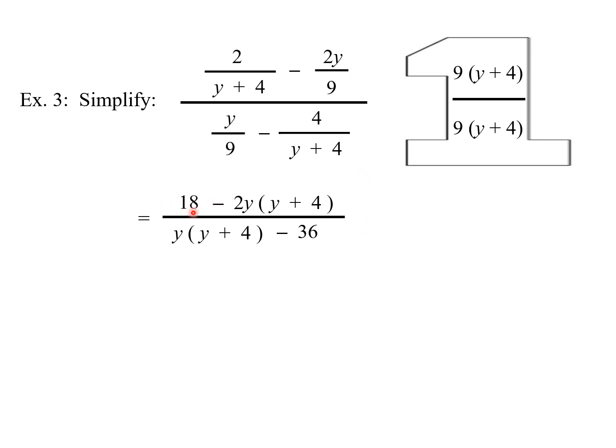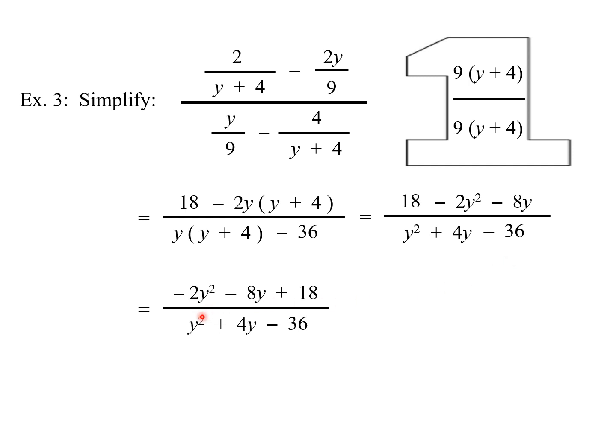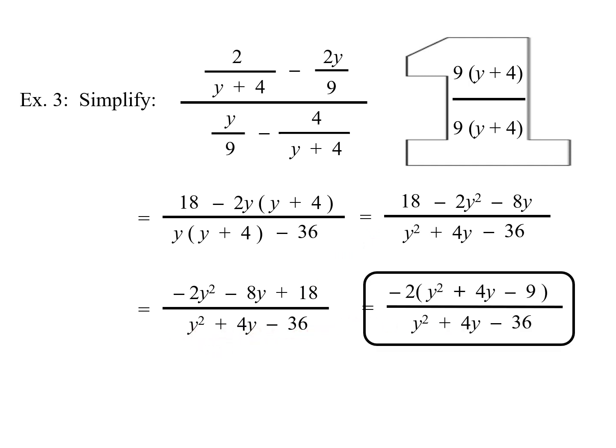Now, we can simplify the numerator. We can distribute the 2y through the parentheses in the numerator. We can distribute the y through the parentheses in the denominator. So the numerator becomes 18 minus 2y squared minus 8y, and the denominator becomes y squared plus 4y minus 36. Okay, now I'm going to rearrange that a little bit to be negative 2y squared minus 8y plus 18 over y squared plus 4y minus 36.